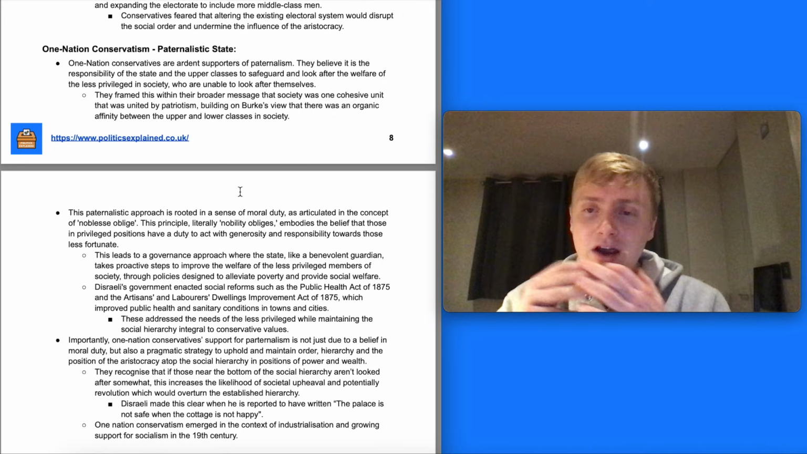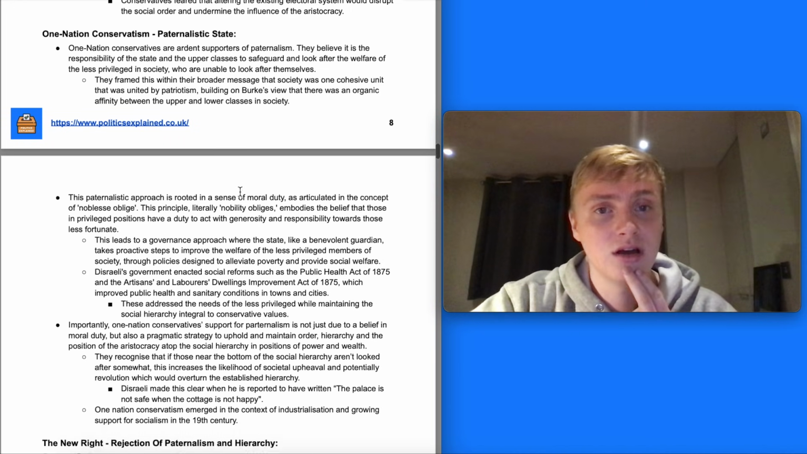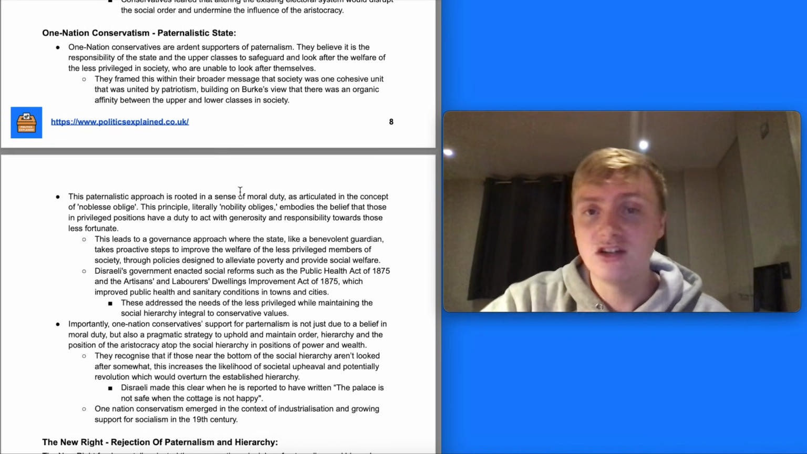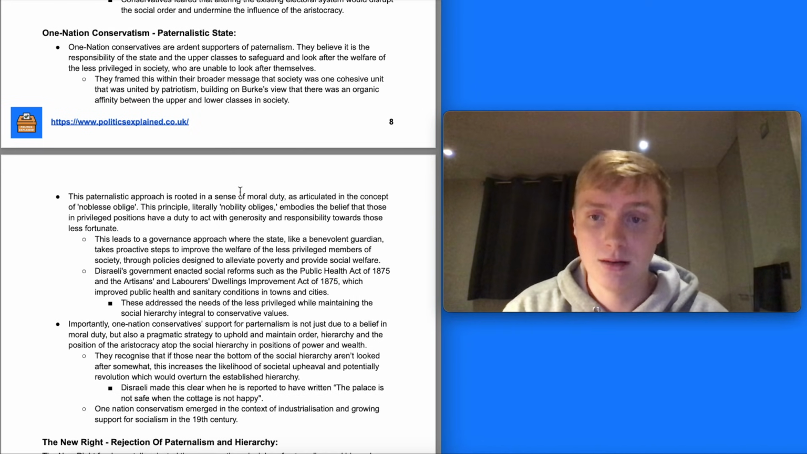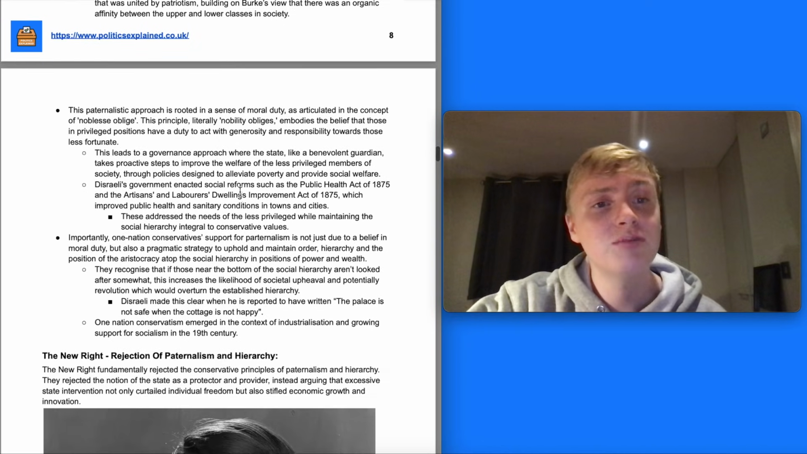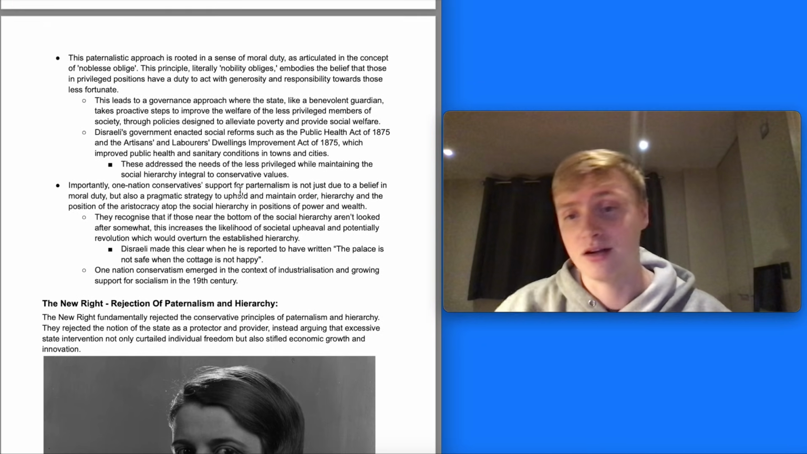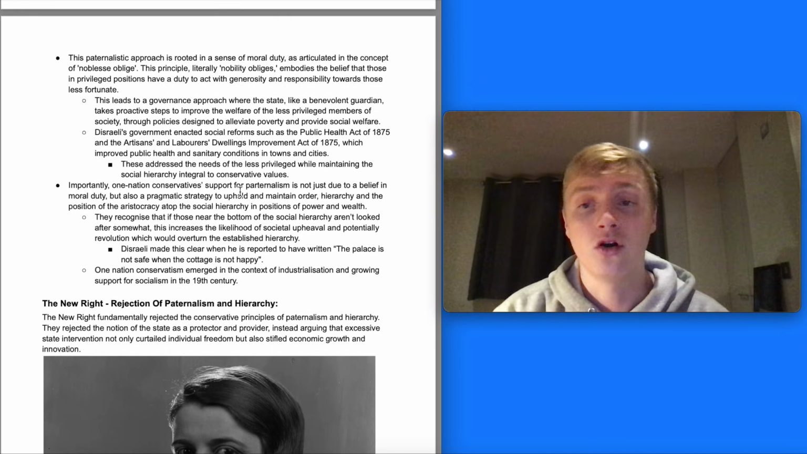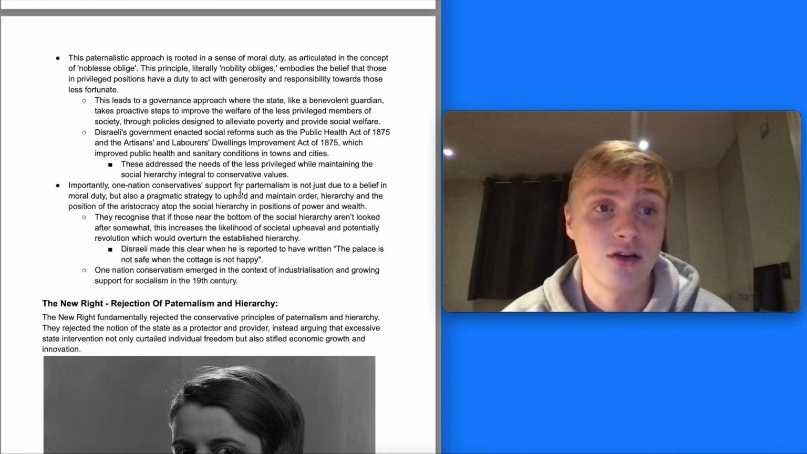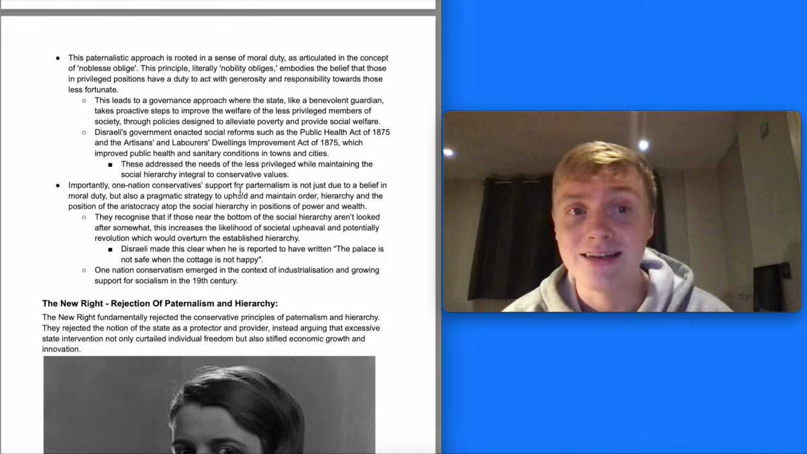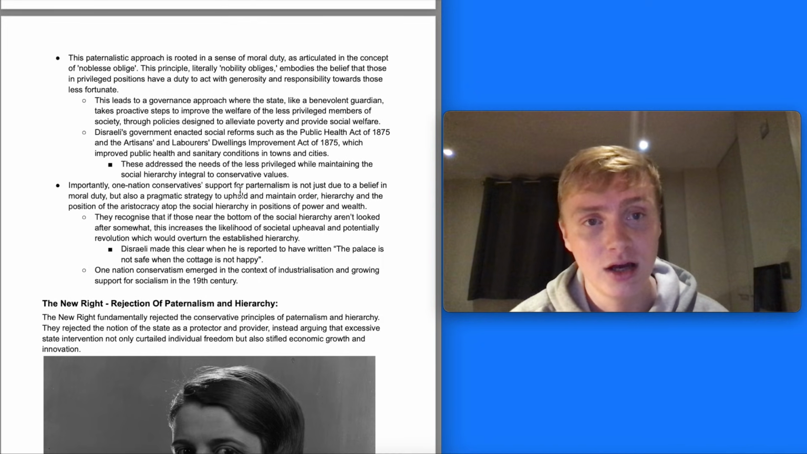And that was framed in their broader vision for where One Nation comes from, that society is one cohesive unit united by patriotism in particular. So this paternalistic approach is rooted in a sense of moral duty with the concept, this is the philosophical aspect of it, of noblesse oblige, which literally means nobility obliges, so that those in privileged power are obligated, they have a duty to act with generosity and responsibility to those who are less fortunate.